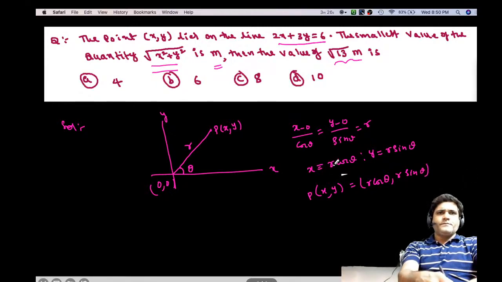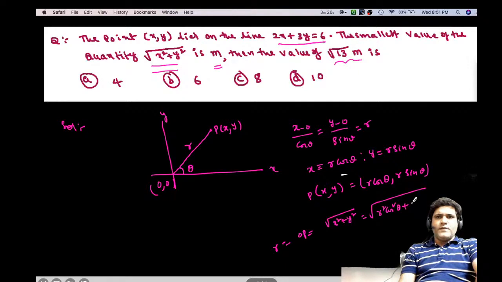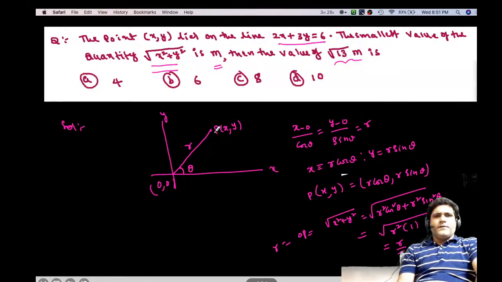So see, if you find this distance, OP is equal to what? Under root of x² + y², which is equal to the square root of r² cos² theta + r² sin² theta. That is the square root of r² into 1, that is r. So the distance OP is r.